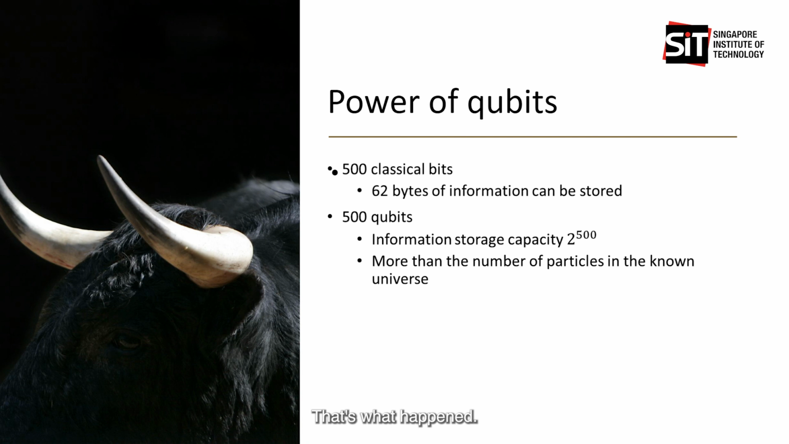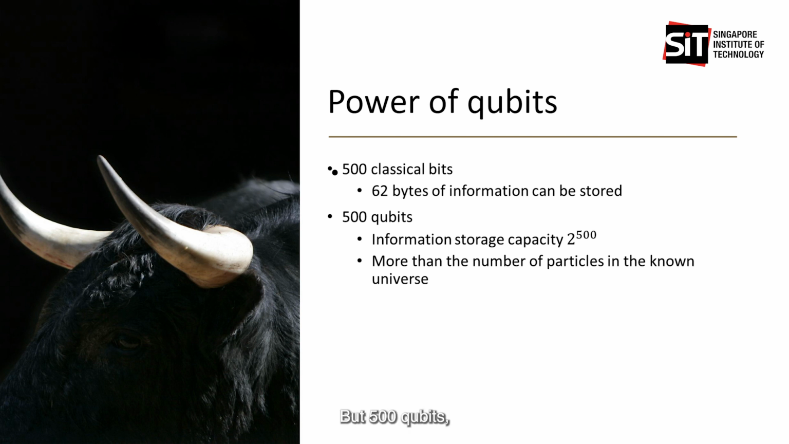The power of this is something that we cannot even imagine. If I say I am going to give you a hard disk as big as 1 MB, or 1 KB, will you be happy? You cannot even have a picture in 1 KB. 1 KB is 1024 bytes. With 500 classical bits, I can store 62 bytes of information, which means I can write one sentence. That's all I can do.